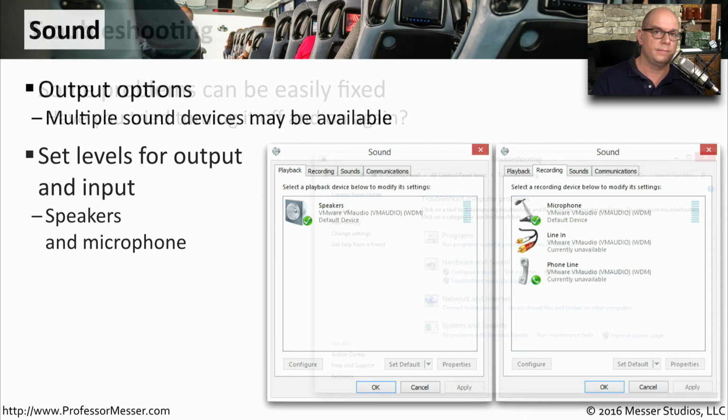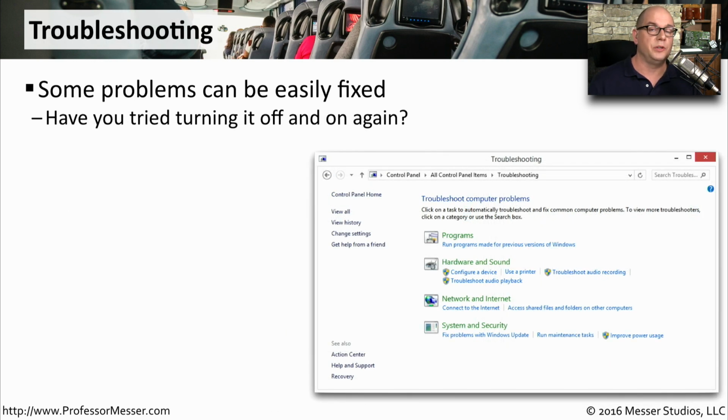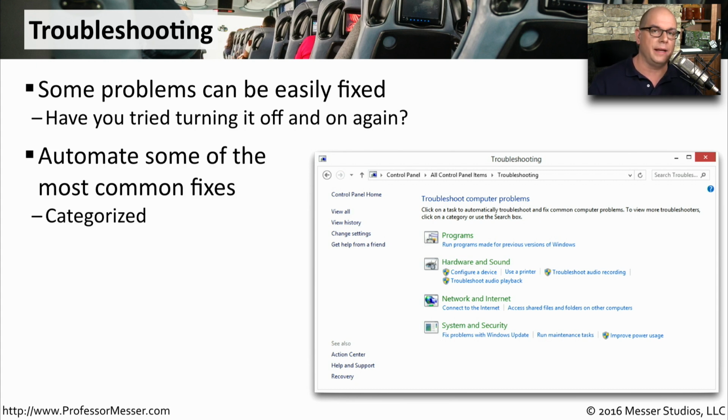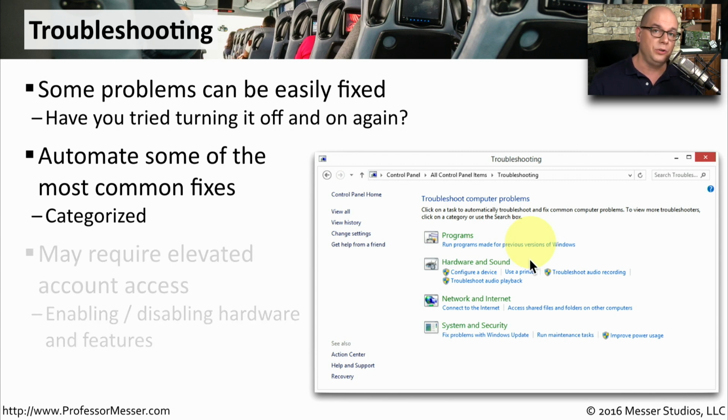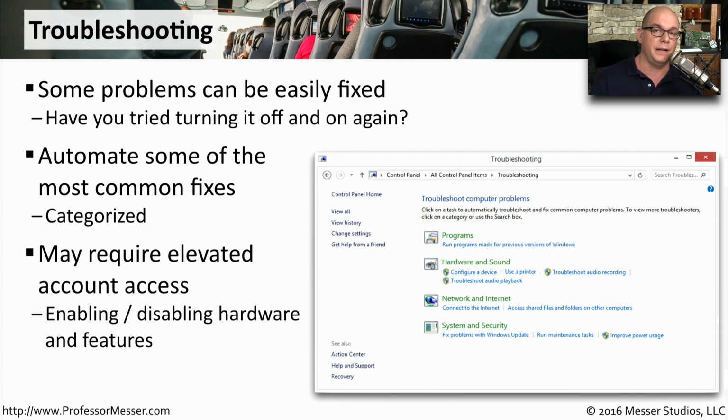Wouldn't it be nice if Windows was able to do its own troubleshooting? And to some degree, it can through the troubleshooting applet. There are some problems that can be easily fixed, and this might be a good place to start for doing troubleshooting. This can automate some of the more popular problems that you'd run into, and it sets up a list of categories that you can use to drill down into your specific problem.